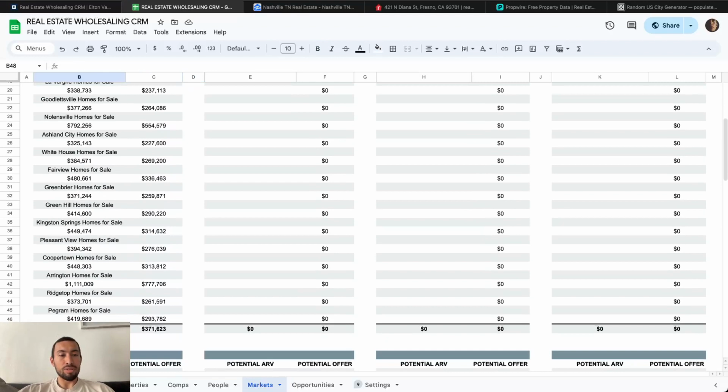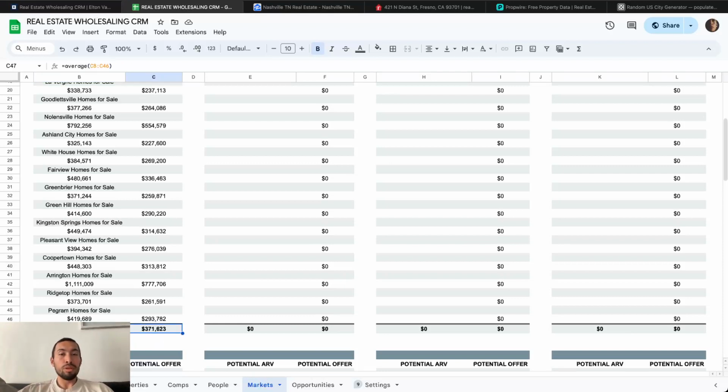So it's going to be the average potential ARV. So how much homes are averagely going for from all those cities, all those nearby neighborhoods that you collected. It's going to give you the average of all of those collected, and then at the right side it's going to give you the average price.